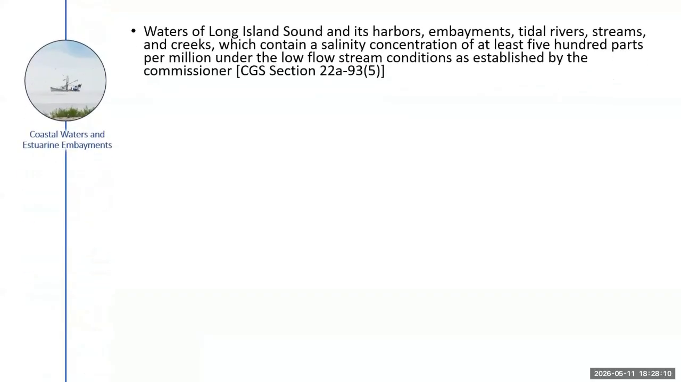And so, coastal waters and estuarine embayments. These are parts of coastal waters that are made up of harbors, embayments, tidal rivers, streams, and creeks. They contain salinities of at least 500 parts per million under low flow stream conditions.